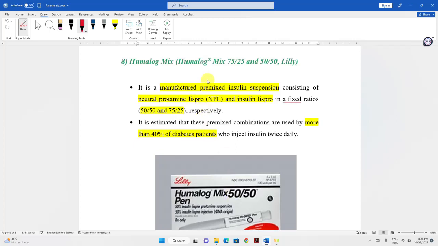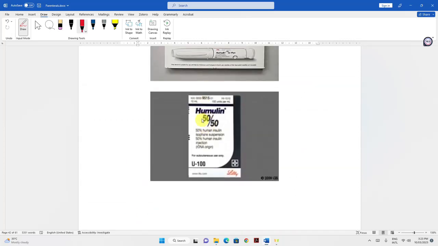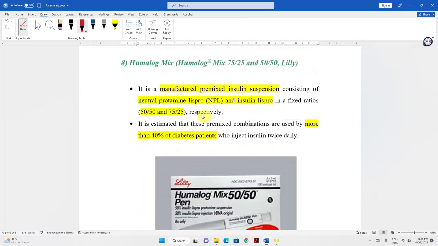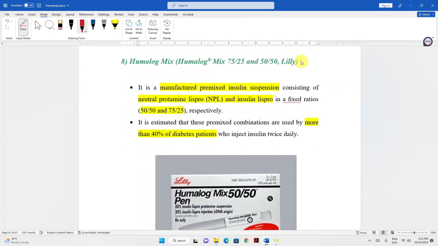50 units per ml from the intermediate, and 50 units from the regular. Another mix, also from Lilly, which makes Lispro, and their product is Humalog. They have Humalog mix, and they have it as 75-25 and 50-50. Of course, again, 75 is the intermediate.